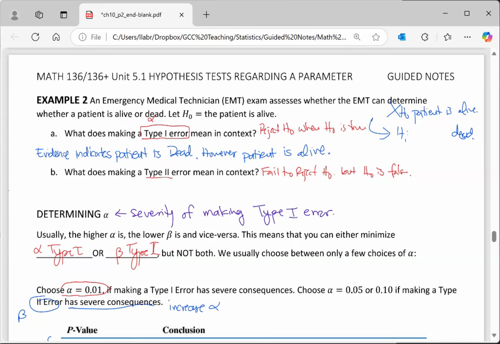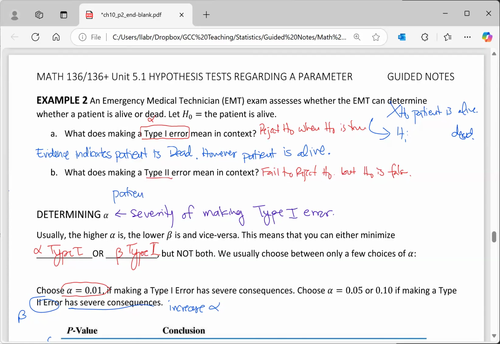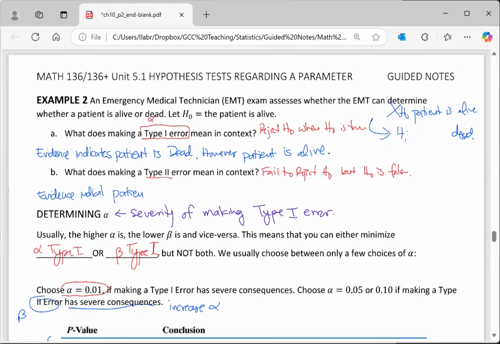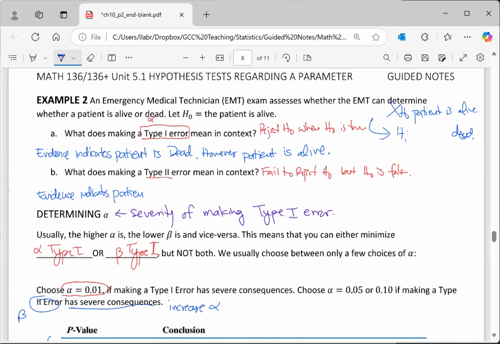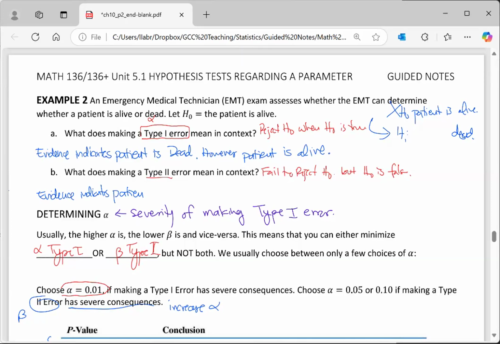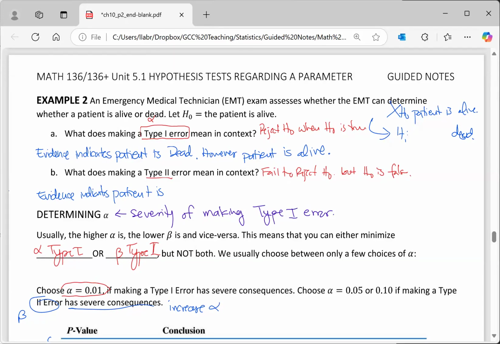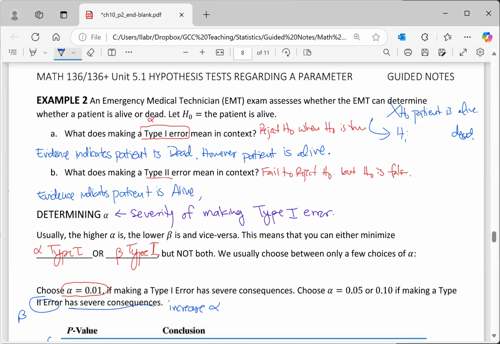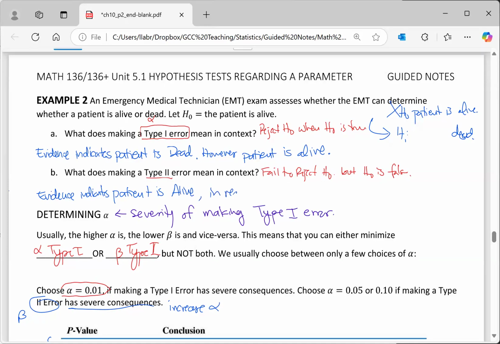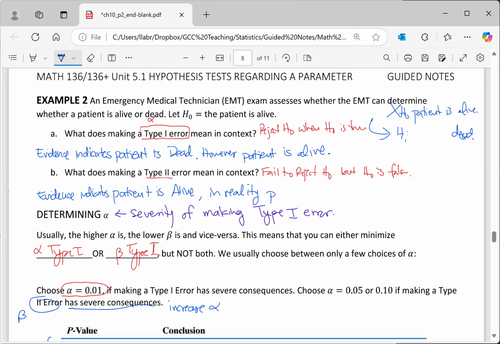All right, now let's interpret part B. What does making a type 2 error mean in context? You fail to reject the null, but the null is actually false. So my evidence indicates, and by indicates, I mean that it supports this hypothesis, that the patient is, since we failed to reject the null, so we're sticking with the null, alive. In reality, the patient is dead.